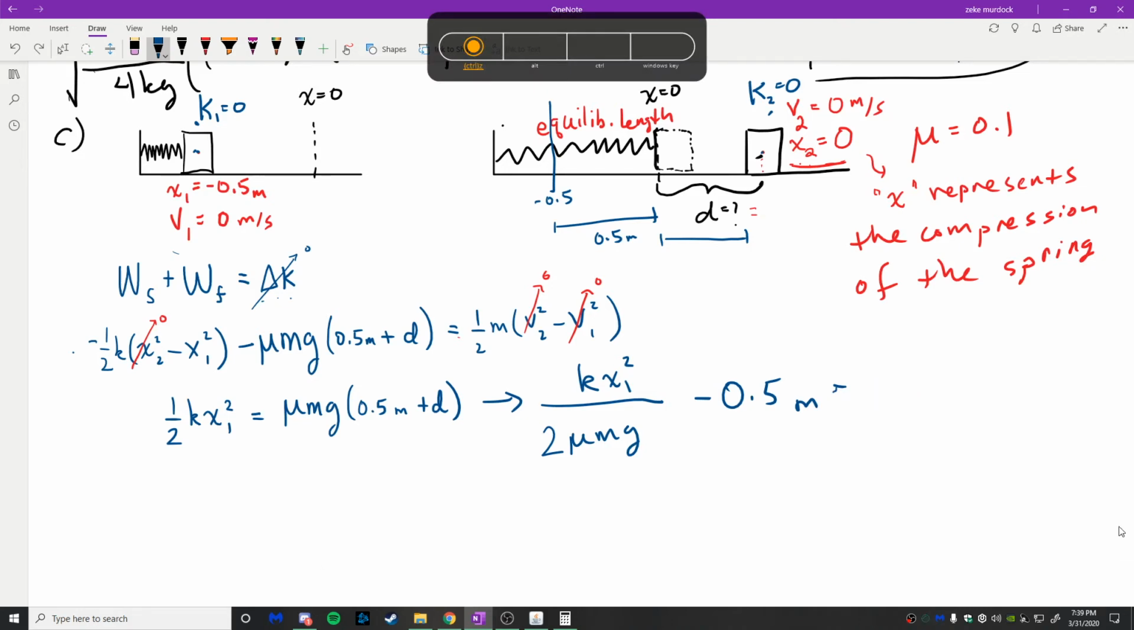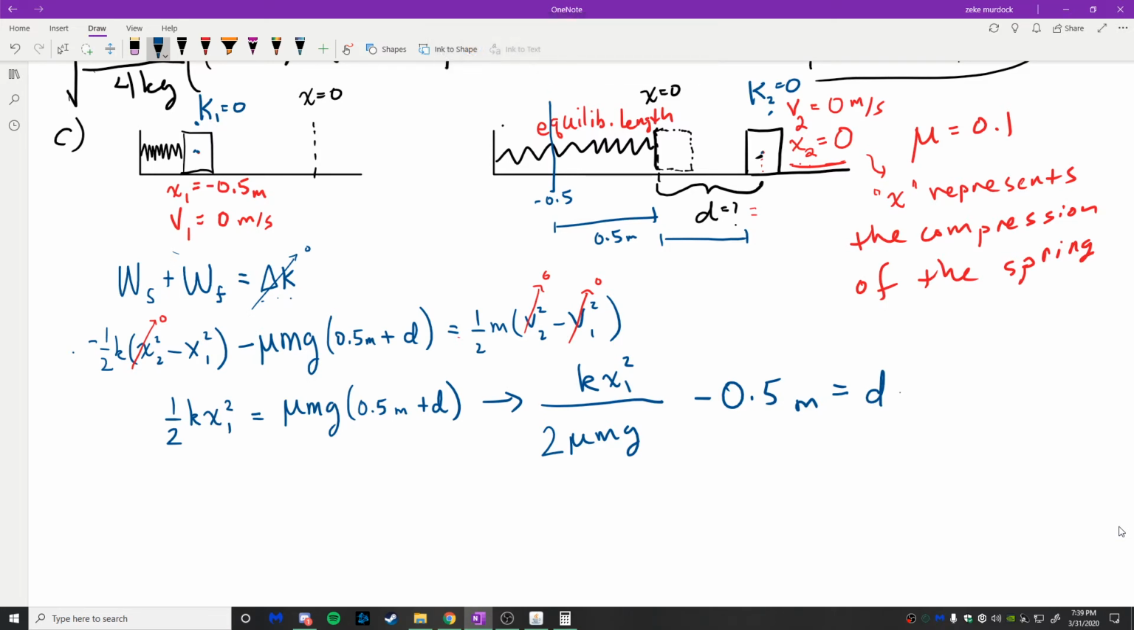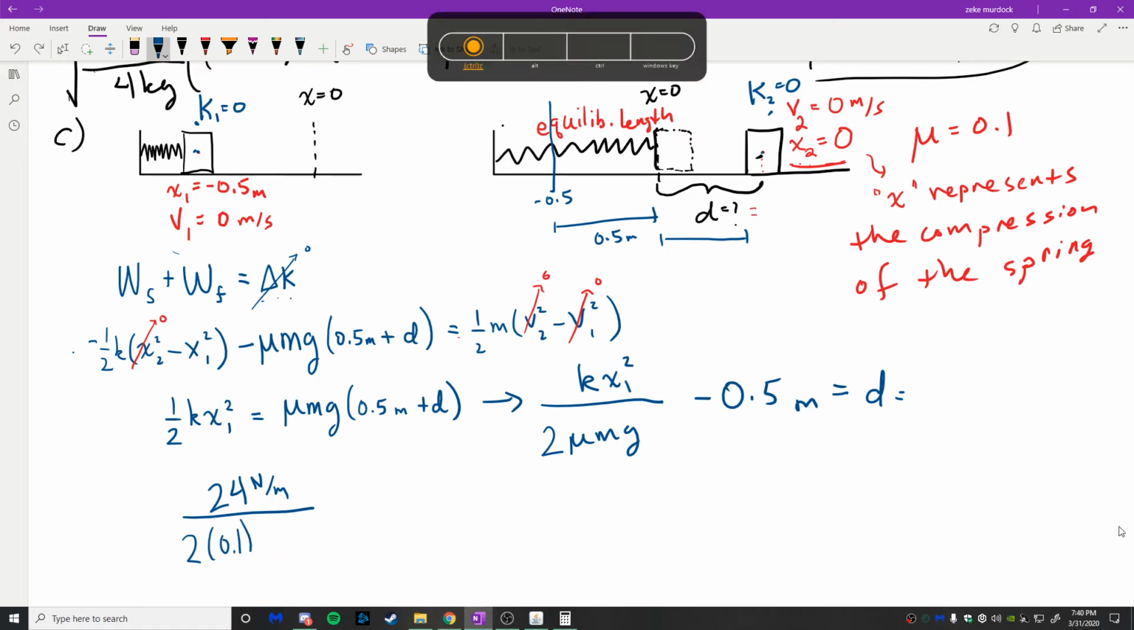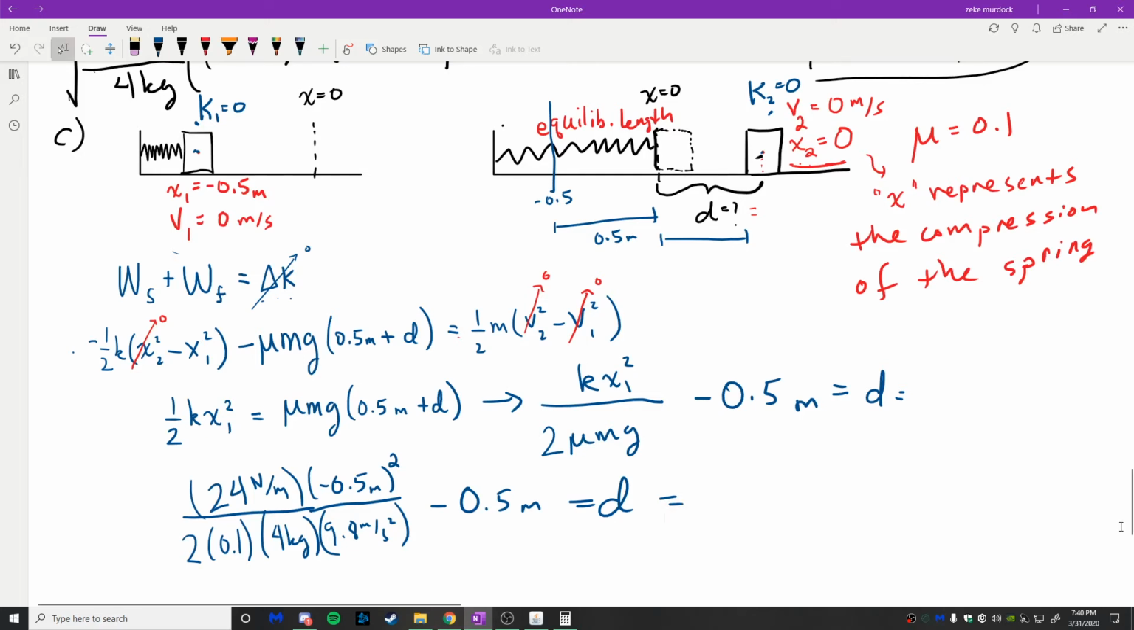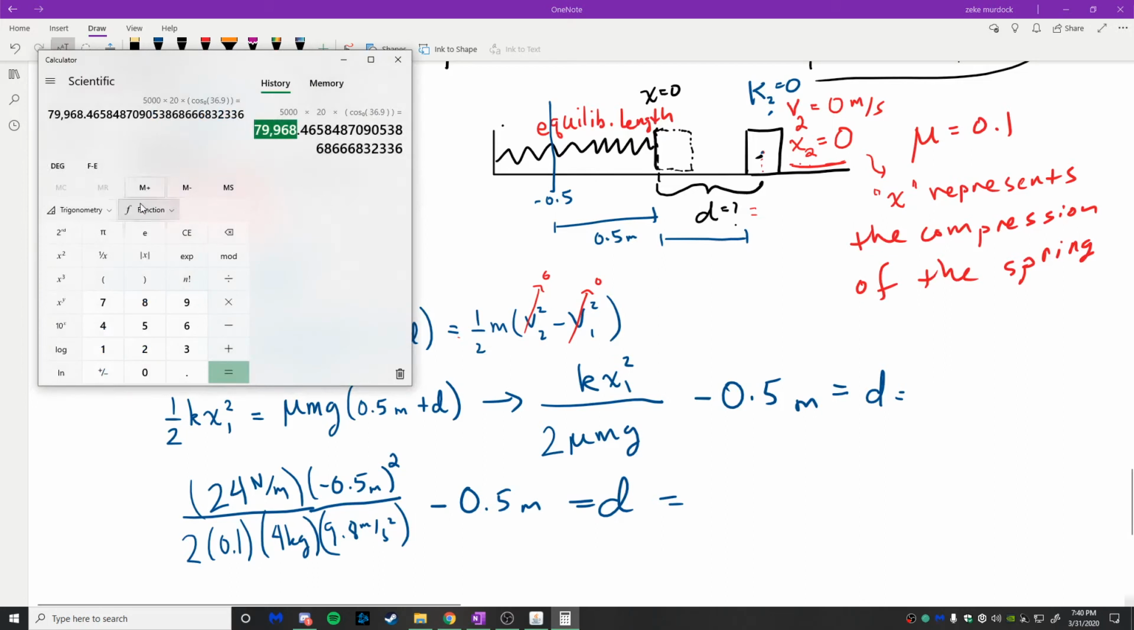That d looks kind of funny. Can you guys calculate what that is? So mu is 0.1, the mass is 4 kilograms, and g is 9.8. X1 was negative 0.5, minus. You guys calculate what that is for me? I'll bring this awful calculator up here and do it as well.